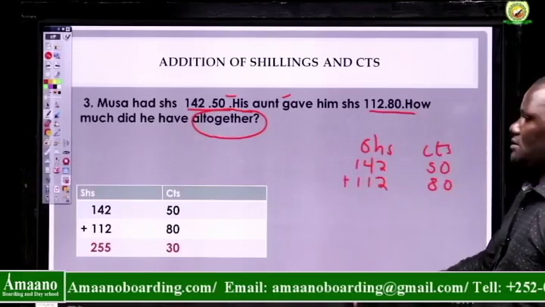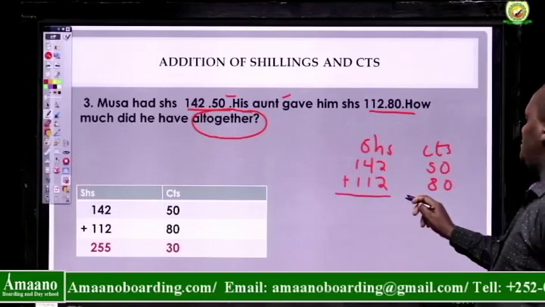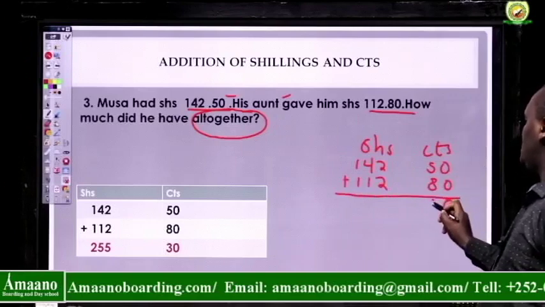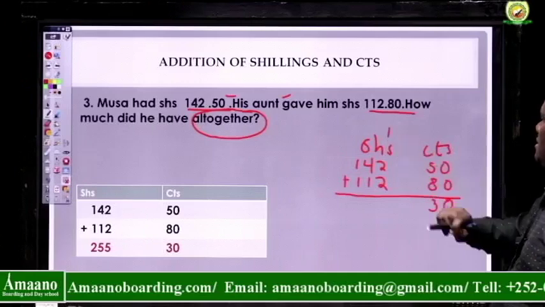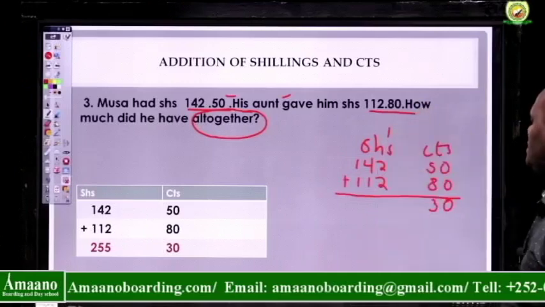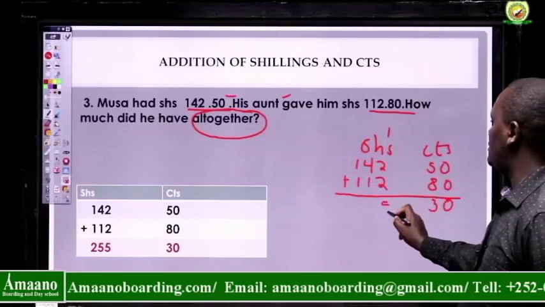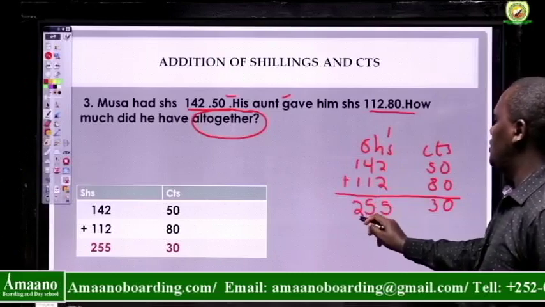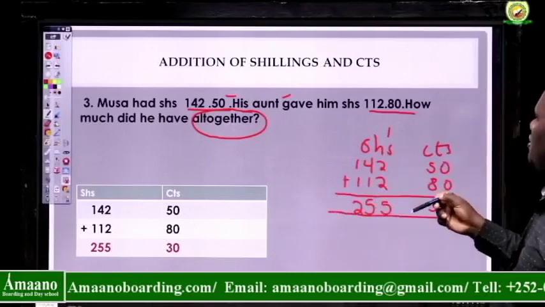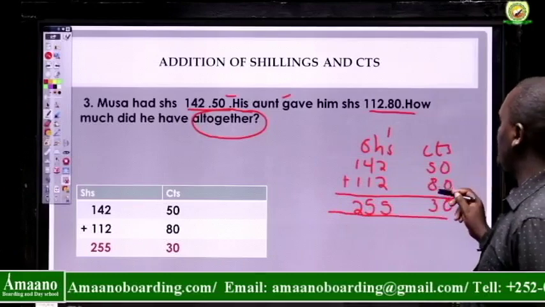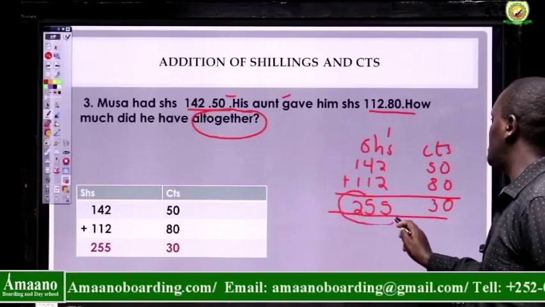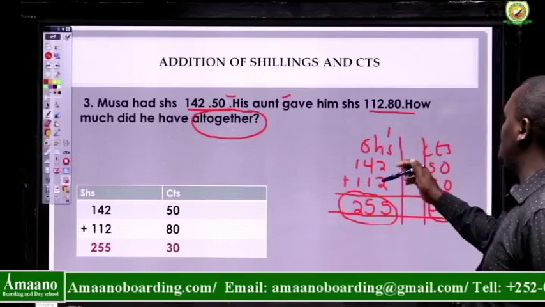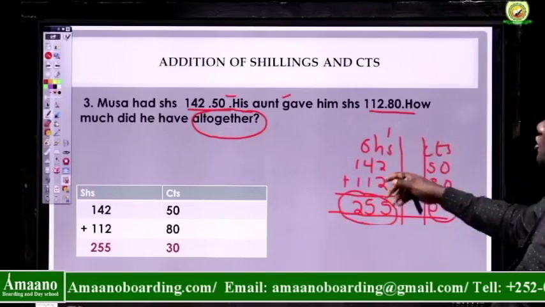Then I add. I'll make a line here. 0 plus 0 is 0. 5 plus 8 is 13. 3, I carry 1. 1 plus 2 is 3. 3 plus 2 is 5. 4 plus 1 is 5. 1 plus 1 is 2. So the total amount that Musa has altogether is 255 shillings and 30 cents. As I told you, make sure that you leave the spacing between the shillings and the cents. You don't put them together.